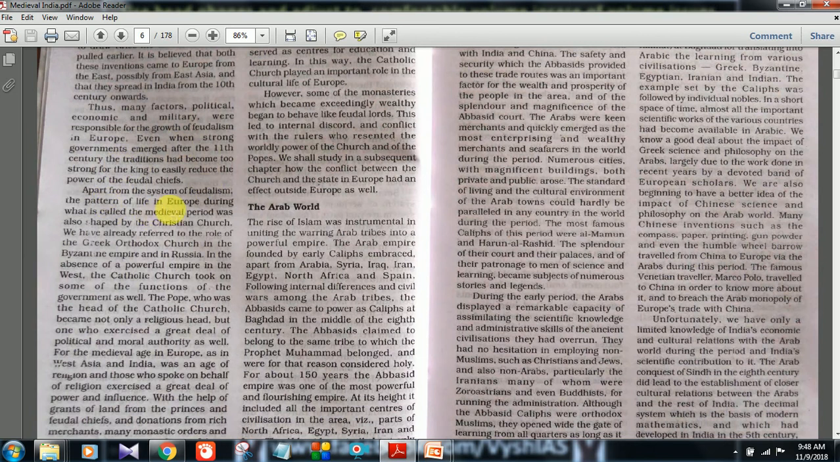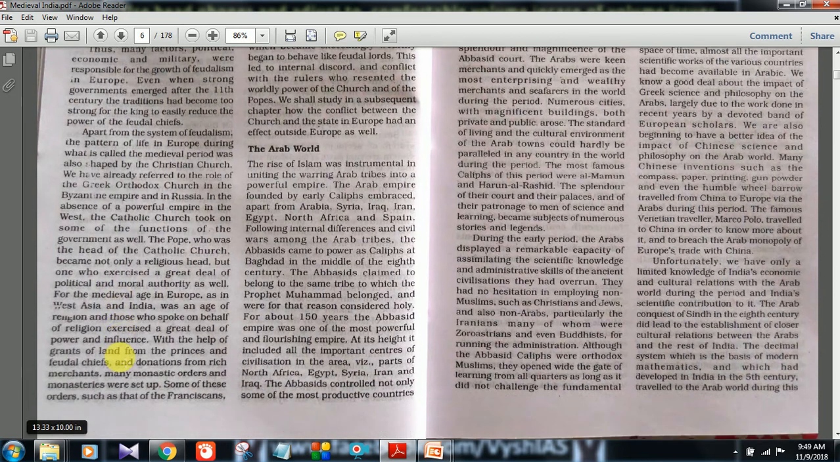Apart from the system of feudalism, the pattern of life in Europe during what is called the medieval period was also shaped by the Christian church. We have already referred to the role of Greek Orthodox Church in the Byzantine Empire and in Russia. In the absence of powerful empire in the West, the Catholic Church took on some of the functions of the government as well. The Pope, who was the head of the Catholic Church, became not only a religious head, but one who exercised a great deal of political and moral authority as well. So now the church is also having a lot of importance.